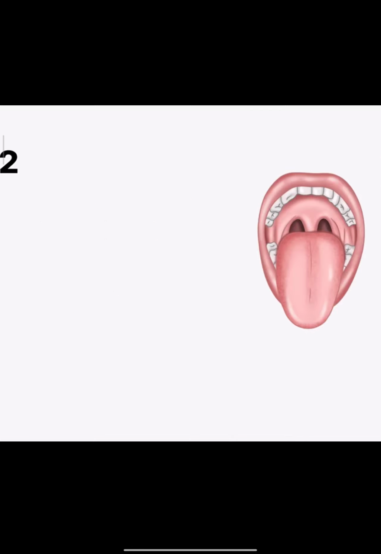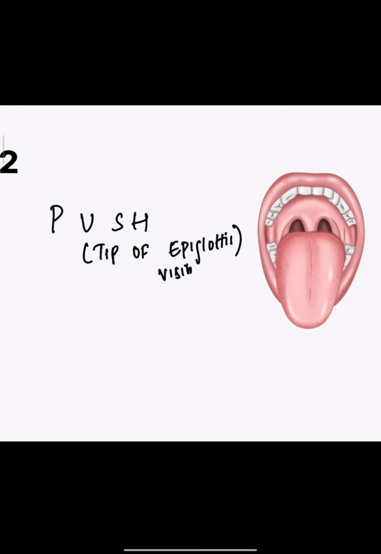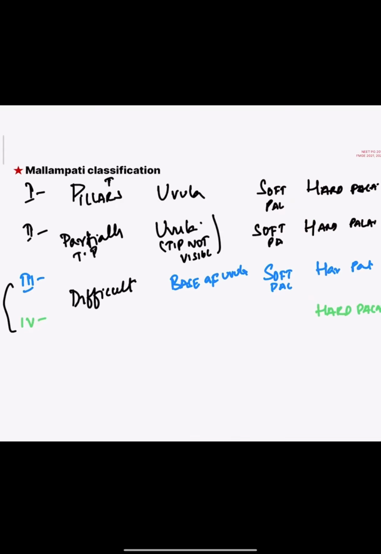Mallampati class 2. Nothing but the hard palate, that is, all class 1 structures plus, when the patient is opening his mouth, you might also see the tip of the epiglottis. Tip of epiglottis visible. Okay, in this picture, it is basically which classification, guys? This looks like Mallampati class 2. So hard palate plus tip of epiglottis visible is class 2. So that is the Mallampati classification, guys.